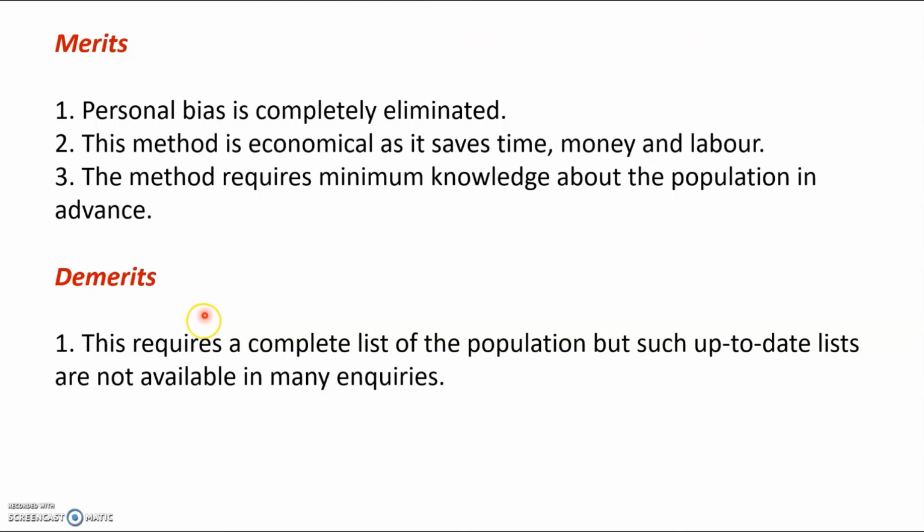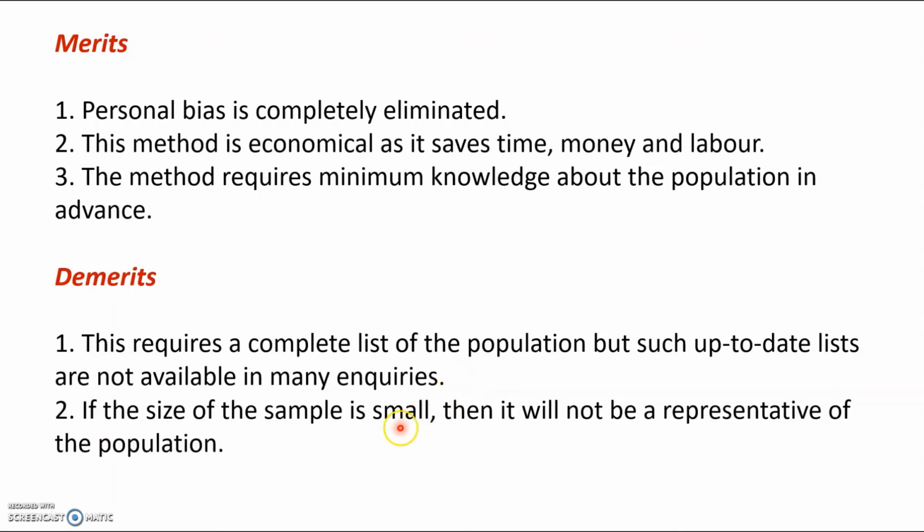What are the demerits? The demerits are that this requires a complete list of the population, but such up-to-date lists are not available in many inquiries. You cannot always number the people completely, so sometimes this is very difficult. So this is the demerit of this method. And the second is, if the size of the population is small, then it will not be representative of the population. If the sample size is very small, then the method that you're using might not represent the entire population. So these are some of the demerits.